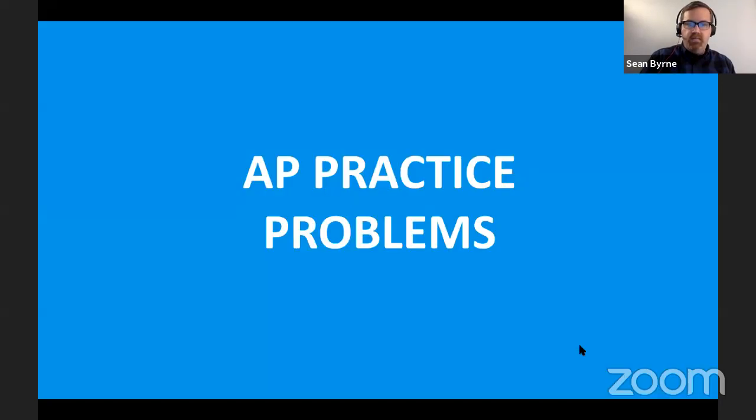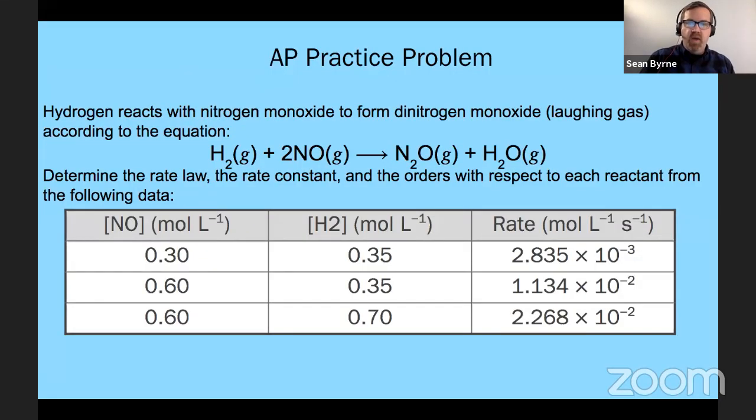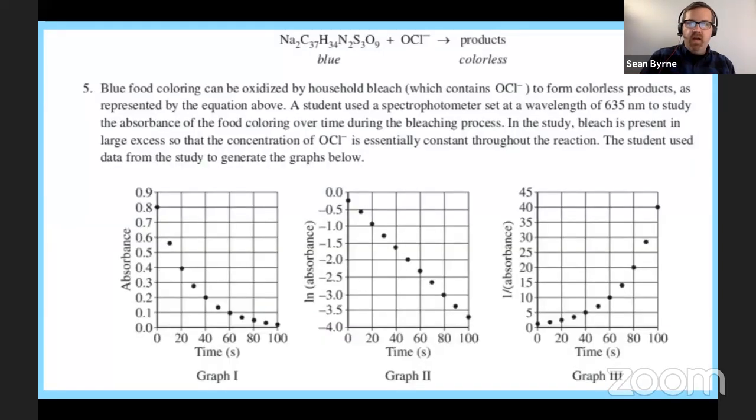All right, practice problems, and then you'll be on your way. Here's our first problem. What I'd like you to do is determine the rate law, the rate constant, and the orders with respect to each reactant, which you're going to need in order to get the rate law for this set of data right here. We're looking at laughing gas, so take a snapshot of that. And then your next one is right off of an AP test. So here's the data.